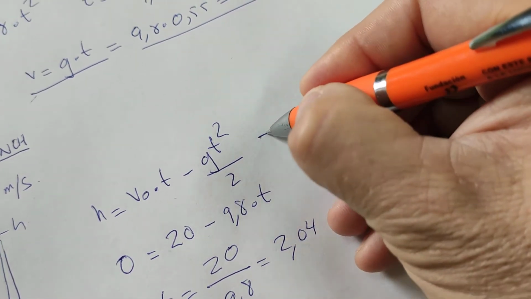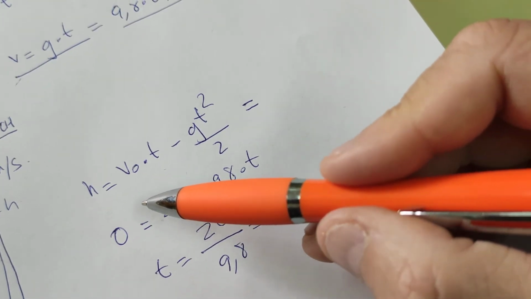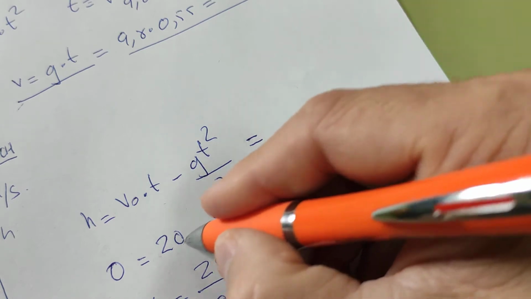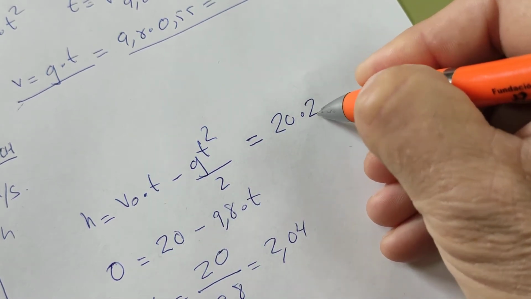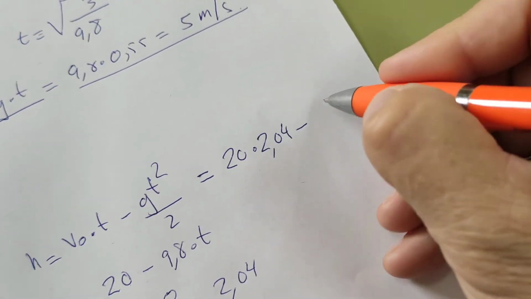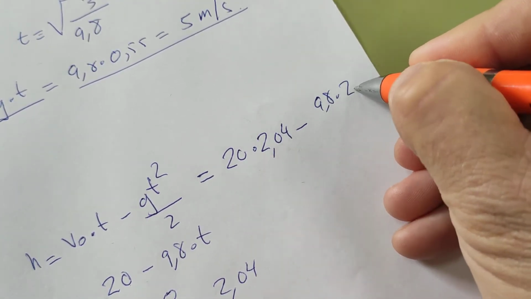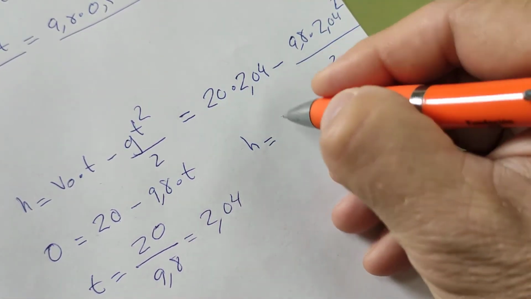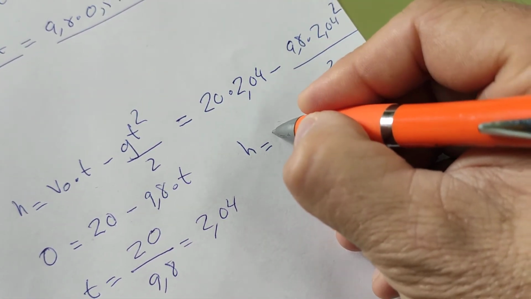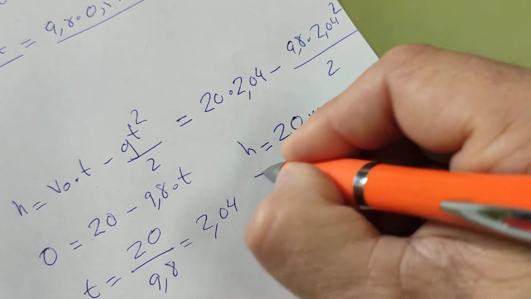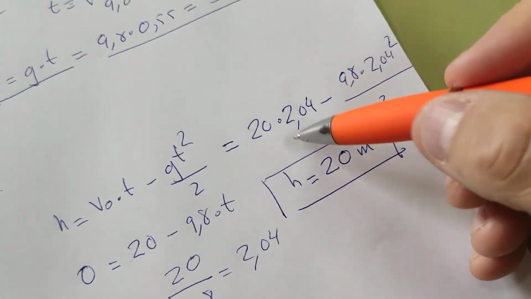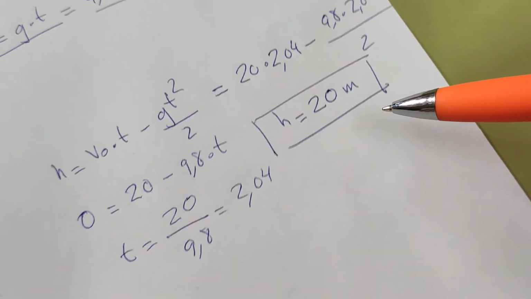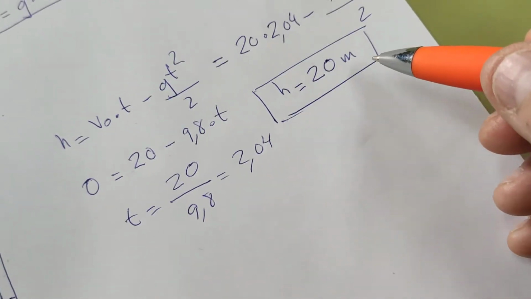Then, if we want the maximum height reached by this rock, we just place the different magnitudes in the formula. 20 is the velocity, 2.04 is the time, minus 9.8 is gravity, times 2.04 squared, divided by 2. The height this time is around, I think, 20 meters. It's around 20 meters, okay? Depending on rounding, 20.4 or 20.3 meters. This is the height, okay?